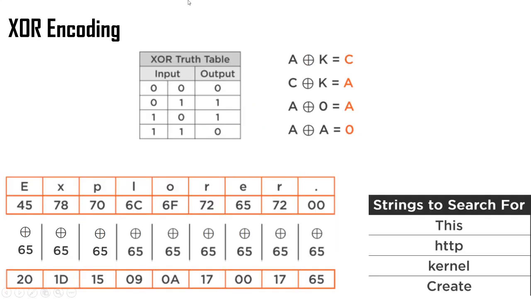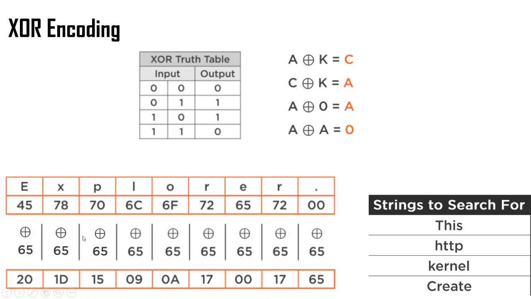The second encoding algorithm is the XOR encoding algorithm. We all know XOR: 0 and 0 gives 0, 0 and 1 gives 1, 1 and 0 gives 1, and if both are the same symbol, it is 0. Coming to cybersecurity terminology, A is my plain text, and XORing with the key, I get C. Reversibly, C XORed with the key gives me A. A XOR 0 gives A, and A with the same A gives 0.